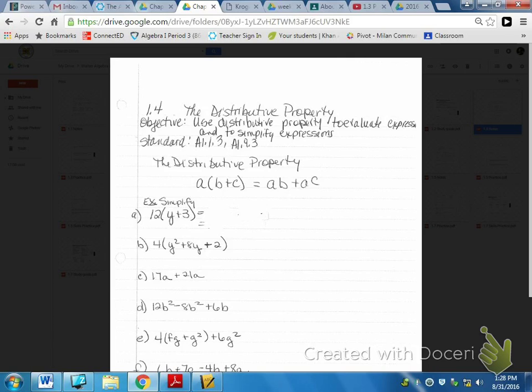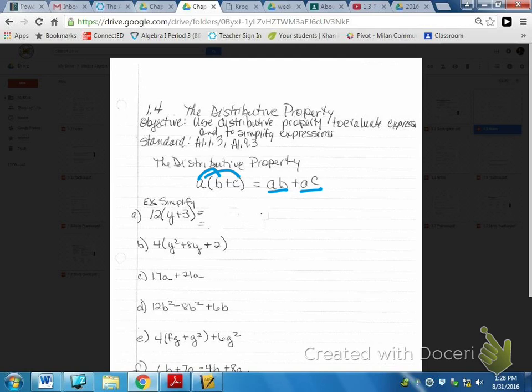The distributive property is the property where you have something outside of a set of parentheses and you multiply through that parentheses with that value or number outside. So A times B would be AB, and A times C would be AC.